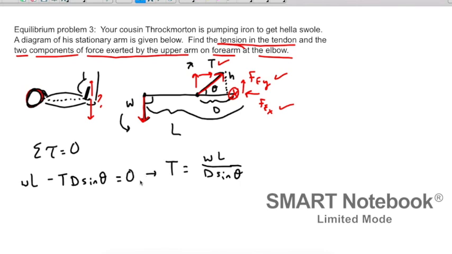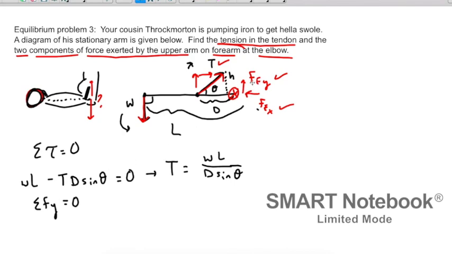Okay, now I want to try to figure out these other forces. And to do that, it looks like I simply need to do Newton's law translationally. So let's do the y dimension first. The sum of the forces in the y dimension equals 0.